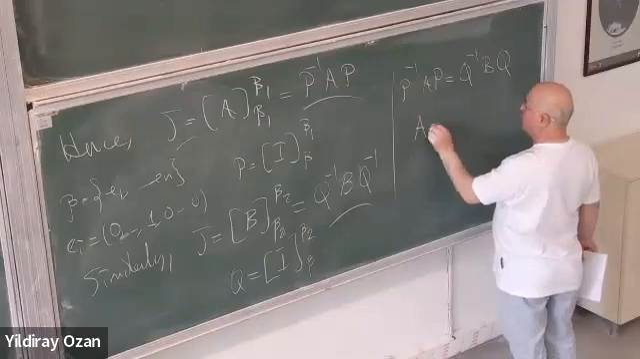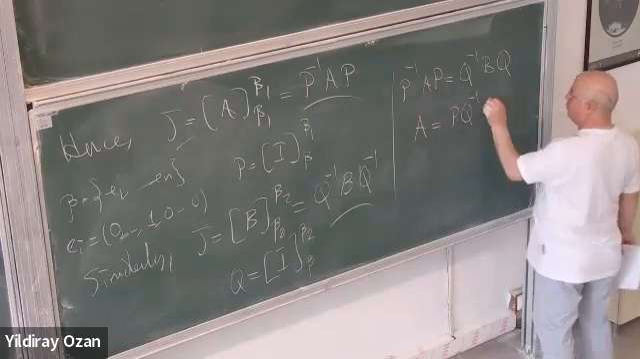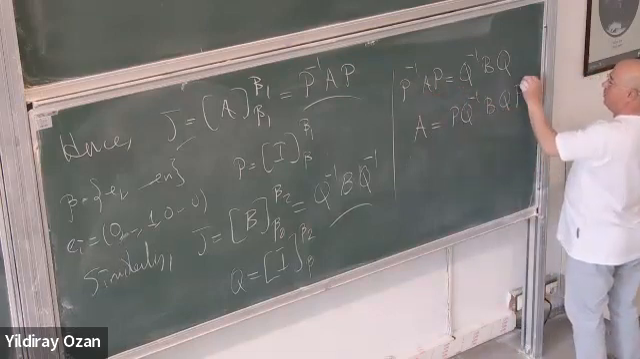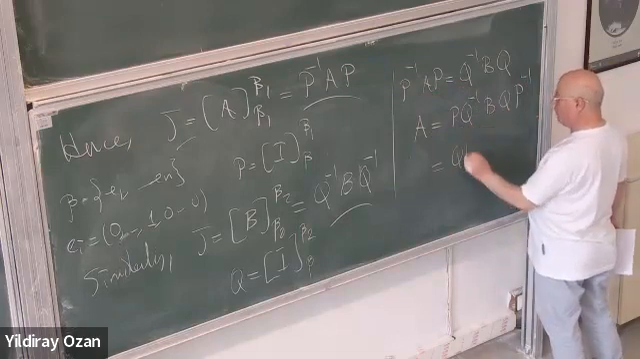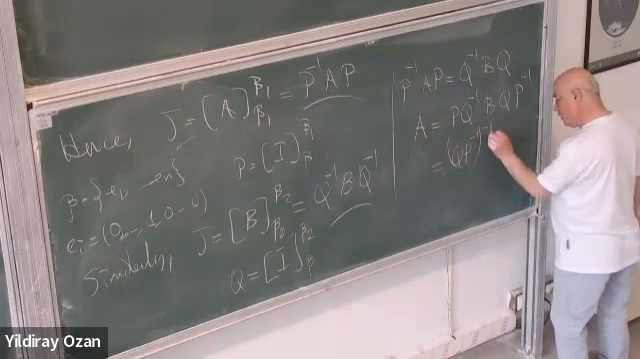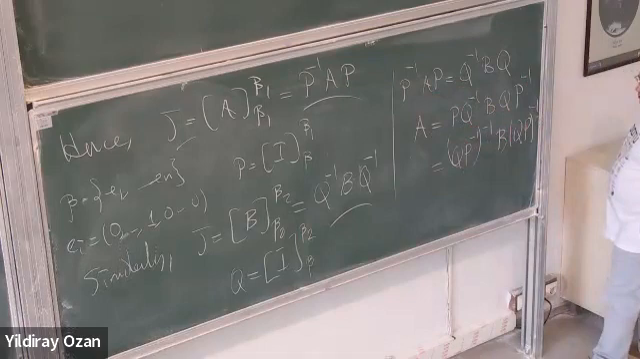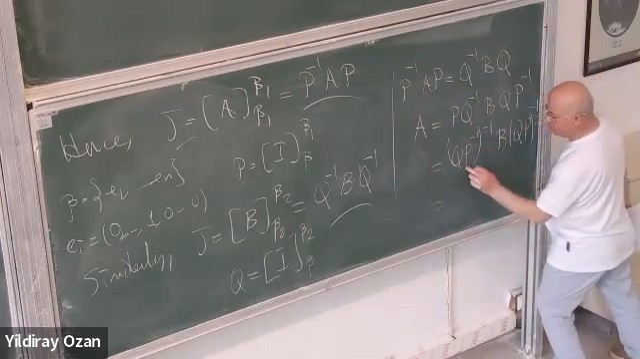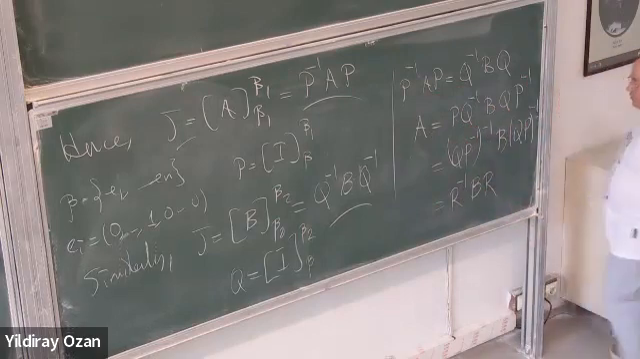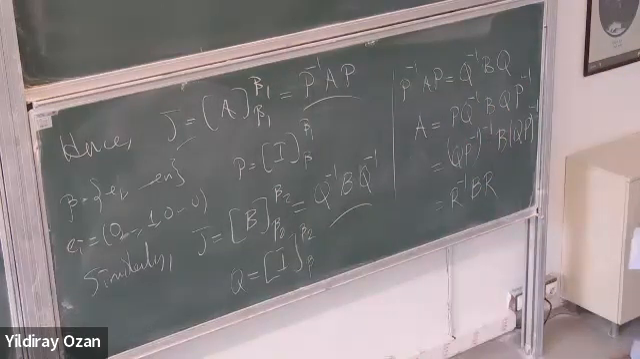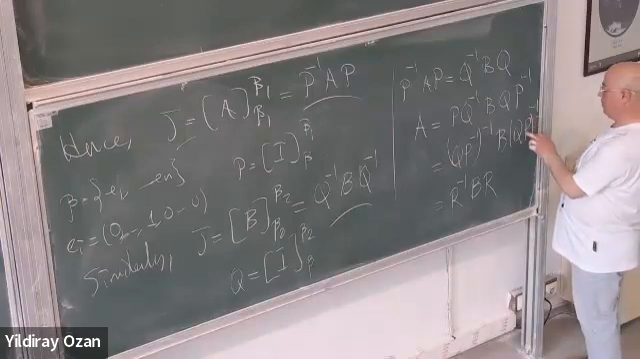Therefore, A is just P inverse Q B Q inverse P. In other words, this is just Q P inverse B, Q P inverse. So I have some matrix. Let's call this matrix R inverse B R. Okay. Fine.